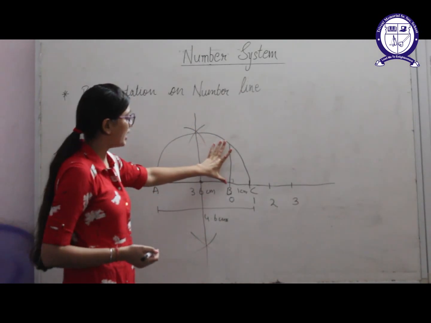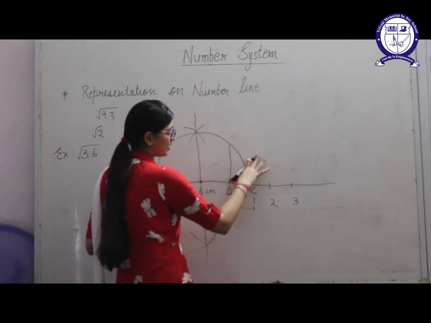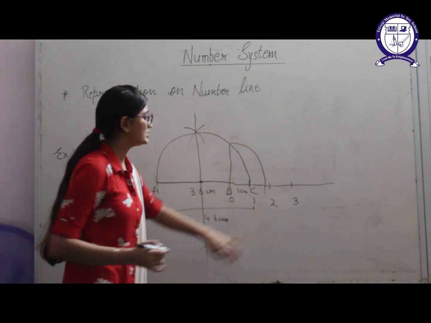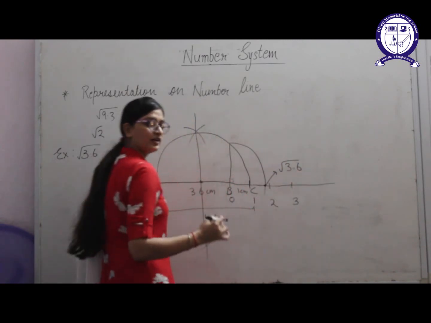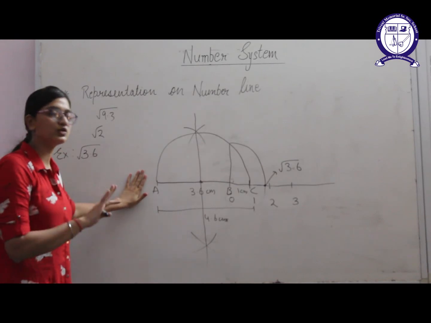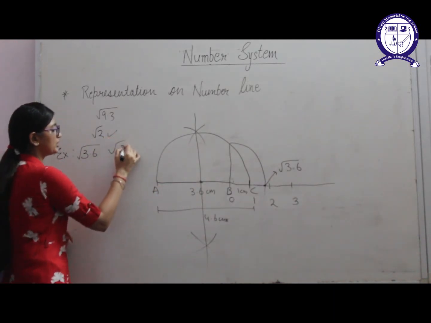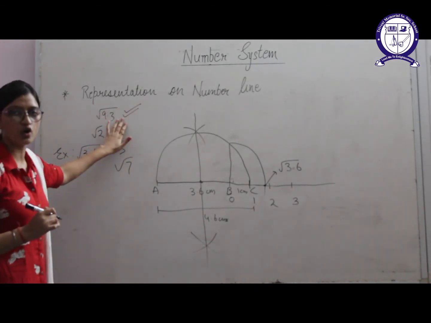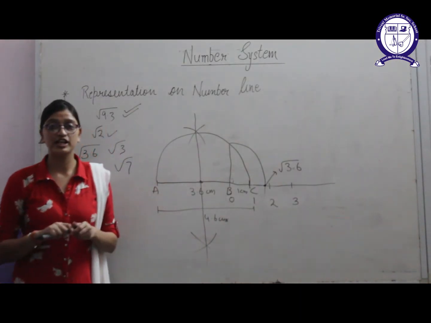Now we will open our compass to this much length, and from this B, we will draw an arc like this. Right? And now this point will be our under root 3.6. Okay? What we did in the square root spiral, we can also do for these types of questions through this method. Right? We can also draw root 2, root 3, root 7, but we can also represent decimal roots. So I hope you got this number line of irrational numbers.